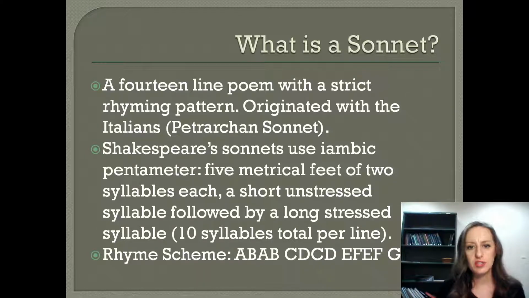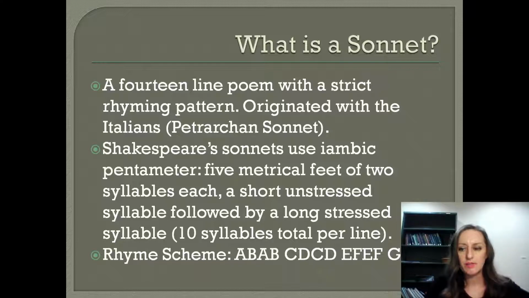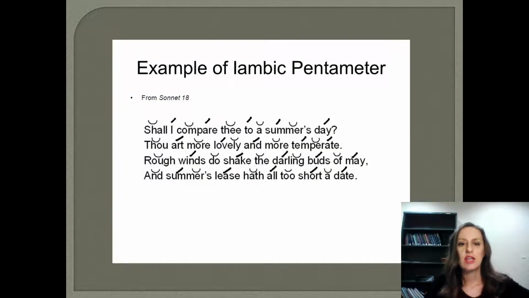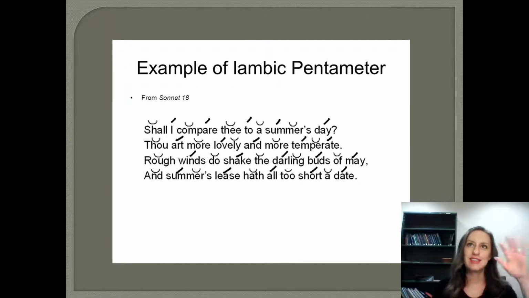Also, for the Shakespearean sonnet, the rhyme scheme that Shakespeare uses is A B A B C D C D E F E F G G. We'll take a look at that rhyme scheme too in just a minute. So, first, the example of iambic pentameter from the sonnets. This is sonnet 18. When most people read these out loud, they don't stress this rhythm, but it's there underneath it.